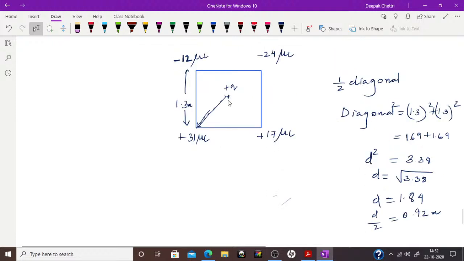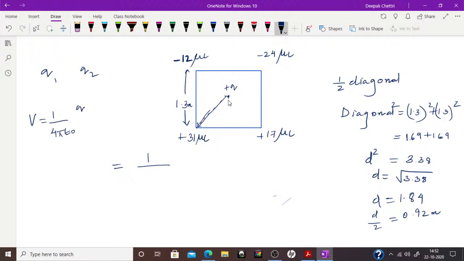Now to find the potential, what will you do? Very simple, add all of them, right? The potential formula, if you remember, between 2 charges q1 and q2 will be 1 by 4 pi epsilon naught q1 q2 by r, if the distance between these two is r. But here there is no modulus, remember. If it's minus q, you will put minus, if it's plus q, you will put plus. So that's what we will do.